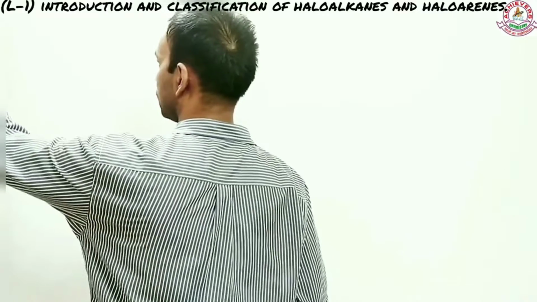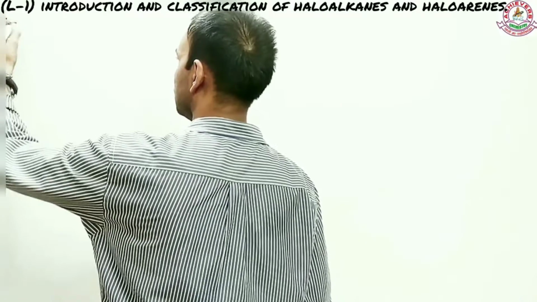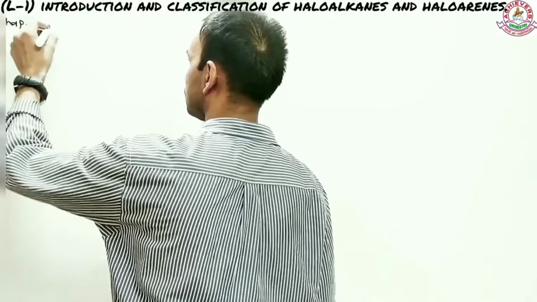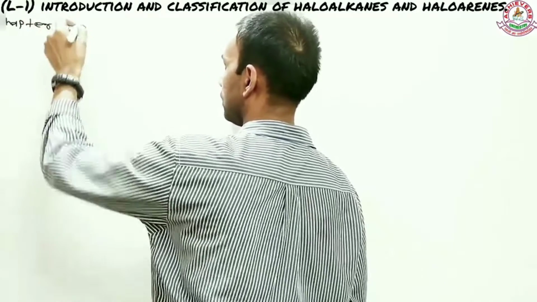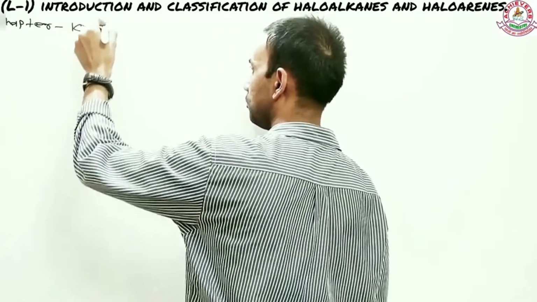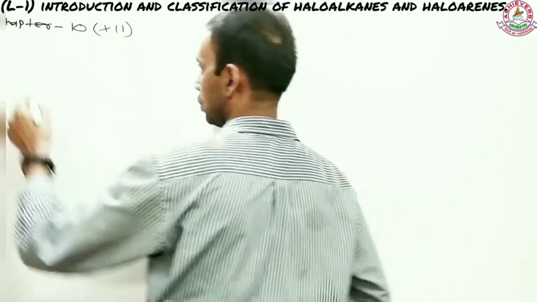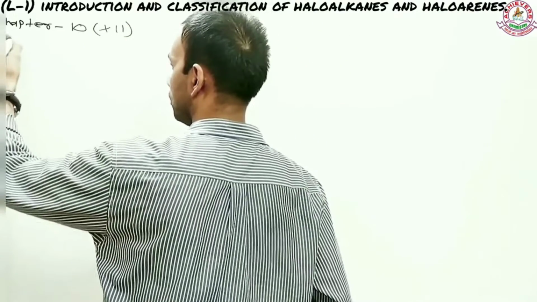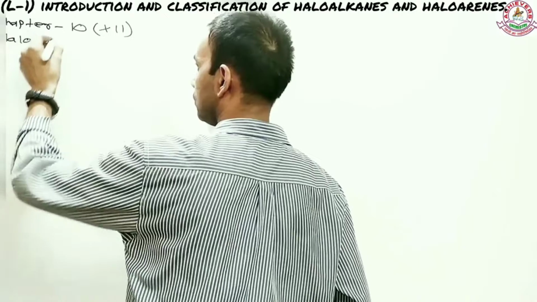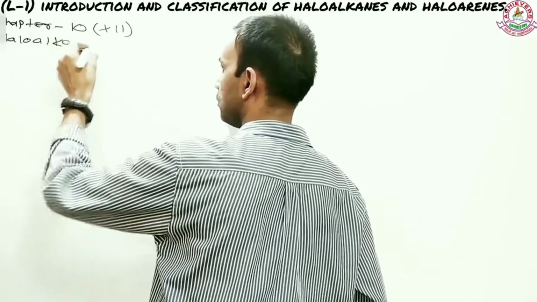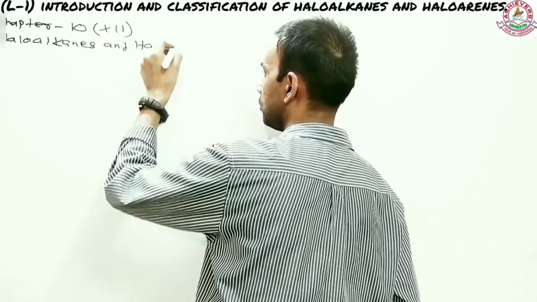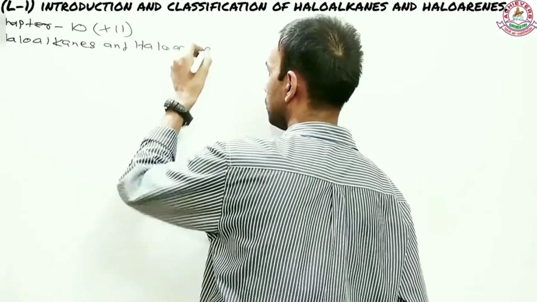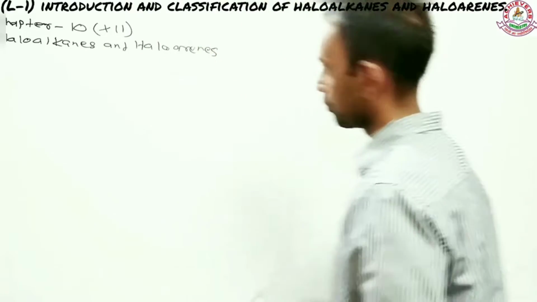So it's haloalkanes, that is, chapter 10. That is chapter 10, and this is from 12th class. So what is this chapter called? This is called Haloalkanes and Haloarenes. So this is what the chapter name is.